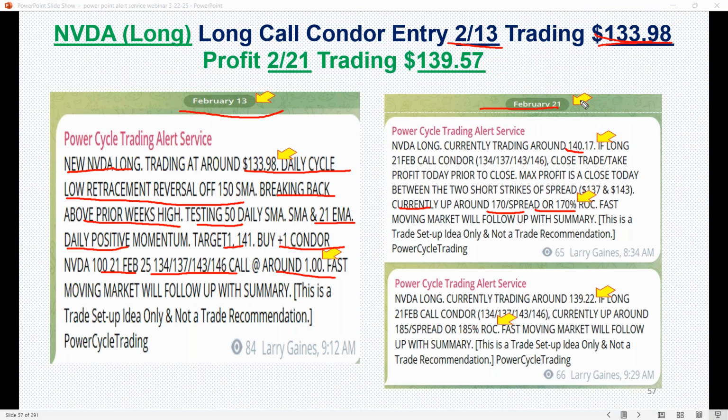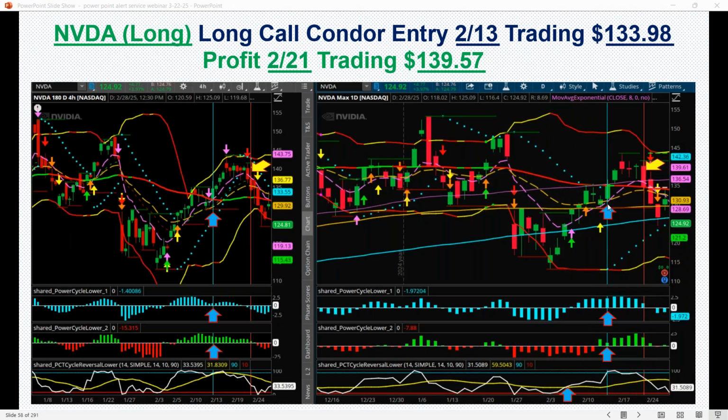And then here it was a little bit later. Now it's trading at 139.22 and currently up around $185 per spread, 185% return. So this was another trade that we did. NVIDIA has been crazy and wild, so we want to keep the risk super low. So went long here, and again, here are the tools that I'm using.